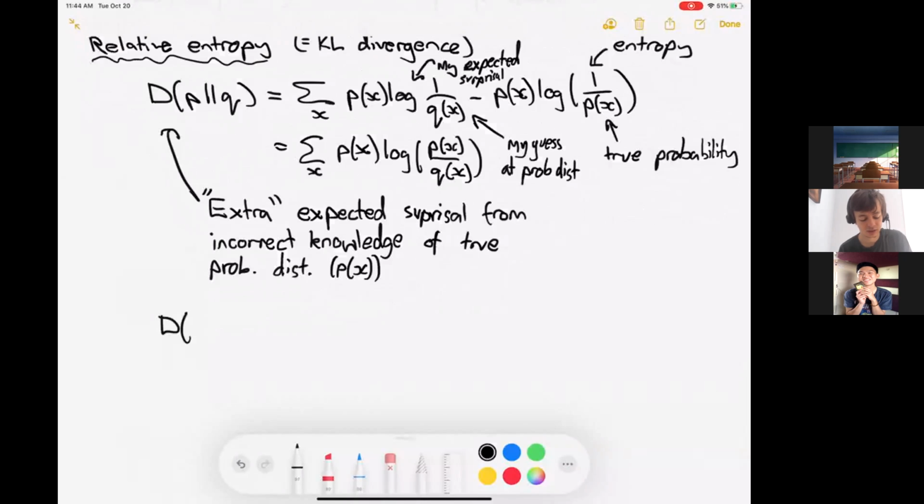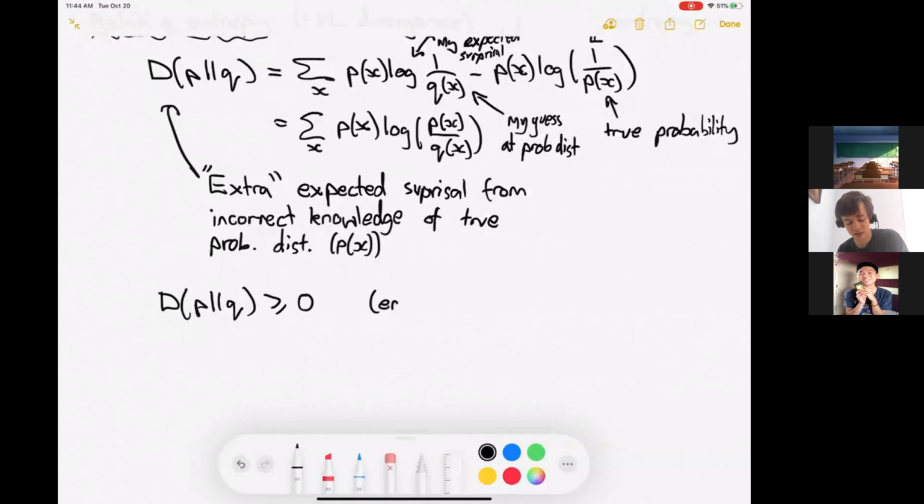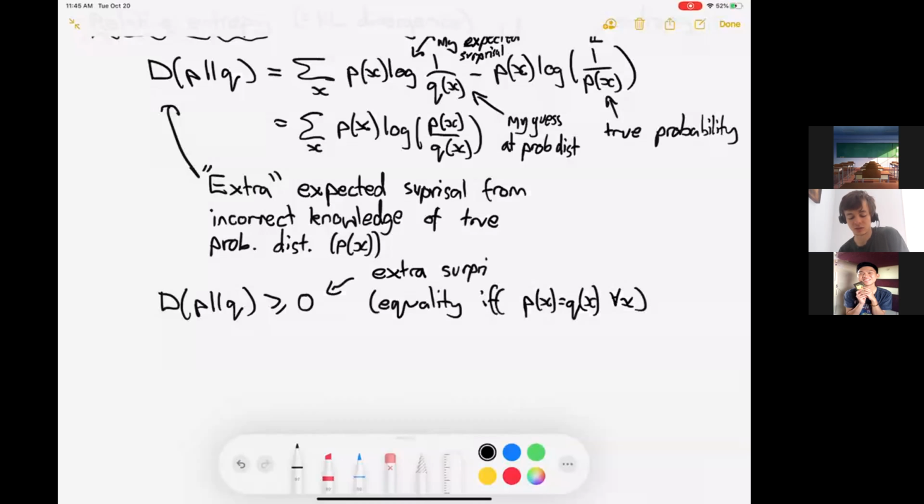Unsurprisingly, if I have an incorrect guess at the probability distribution, if I don't know the true probability distribution, then I end up inevitably experiencing more surprisal than if my expectations were the true probability distribution. And there's equality, again, if and only if P and Q are the same probability distribution, if and only if I actually had the correct guess. So the extra surprisal from a wrong guess is always positive.